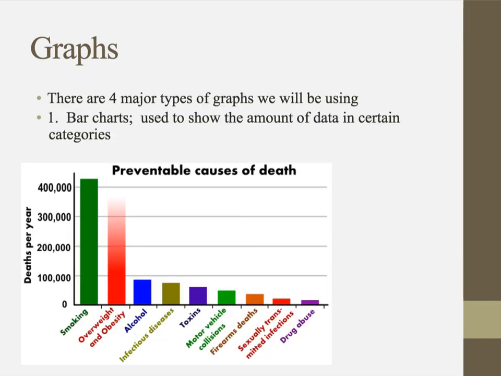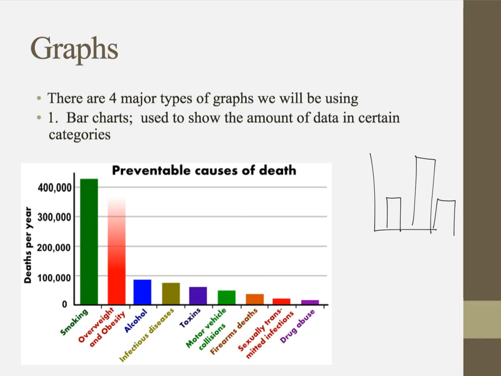When we're making graphs, we're generally going to use one of 4 major types of graphs, and this is going to depend on what kind of data we want to display. So the first, and maybe one of the most common types we're going to use, are bar charts. Bar charts are used to show the amount of data in certain categories. They generally look something like this.